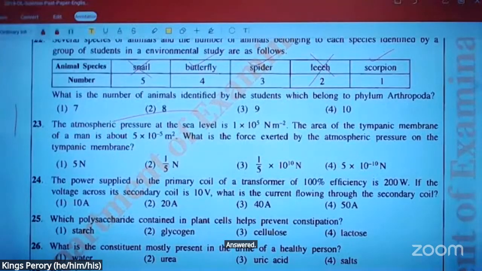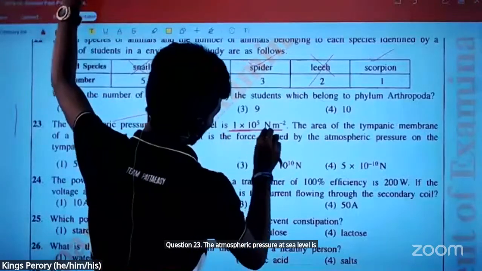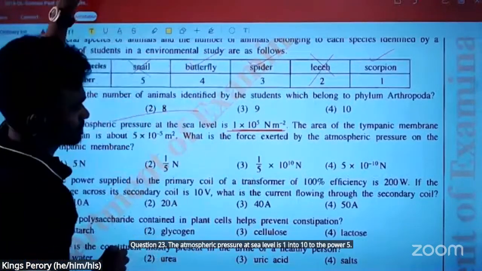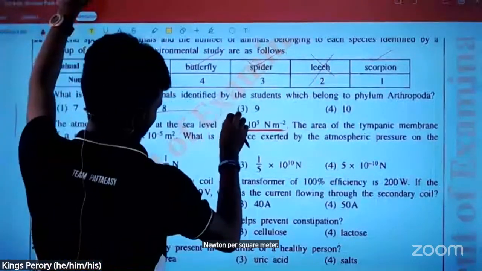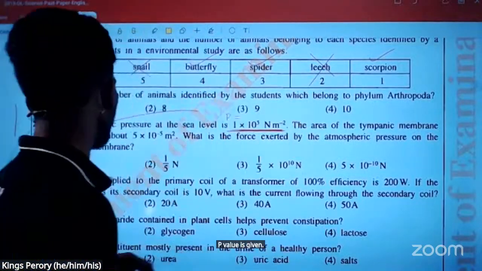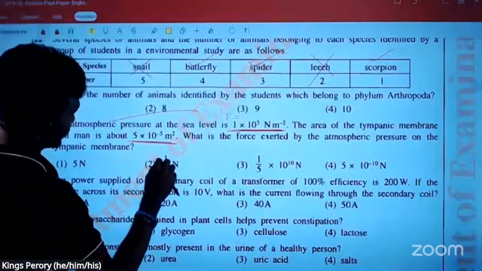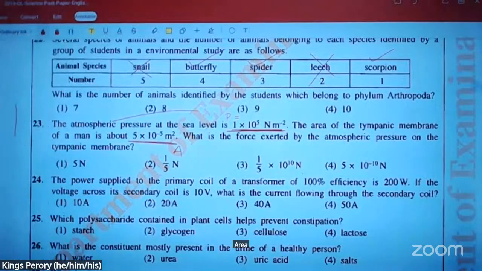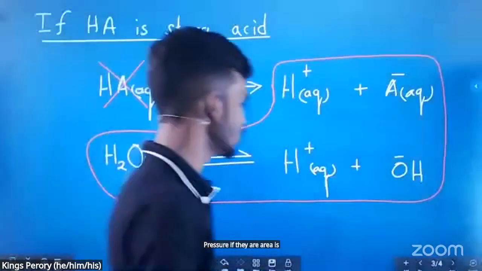Question 23. The atmospheric pressure at sea level is 1 into 10 to the power 5 Newton per square meter. Atmospheric pressure is given. The area of the tympanic membrane of a man is 5 into 10 to the power minus 5 meter square. Area is given. What is the force exerted by atmospheric pressure on the tympanic membrane? Pressure is there, area is there, they are asking the force.